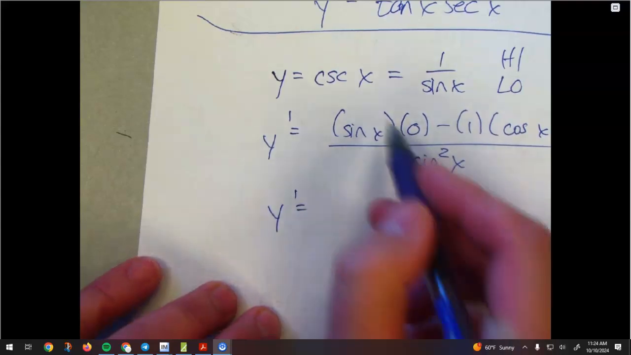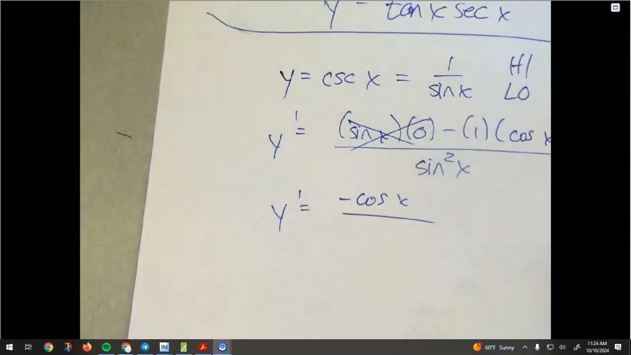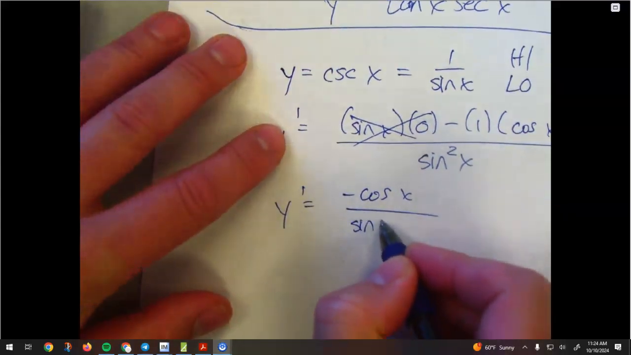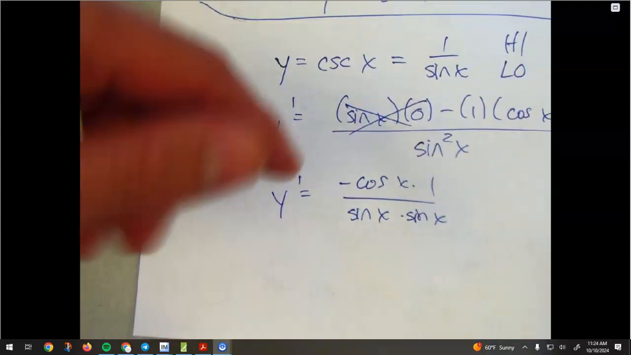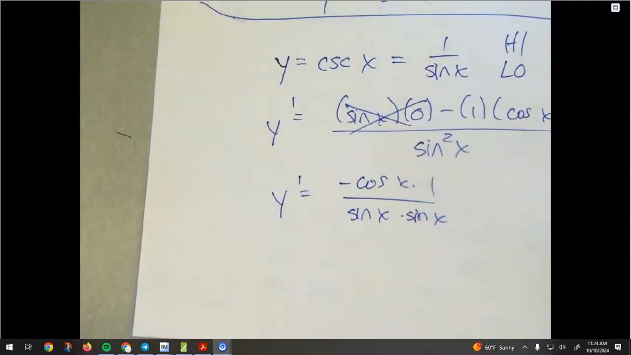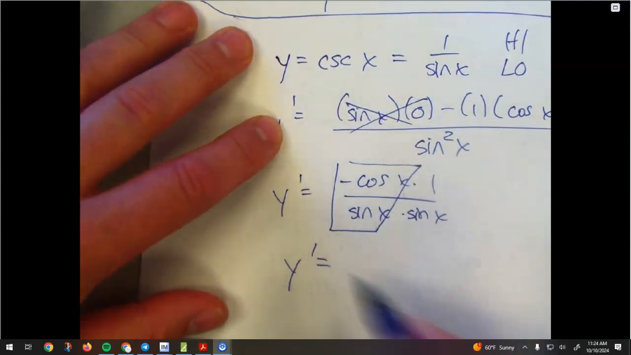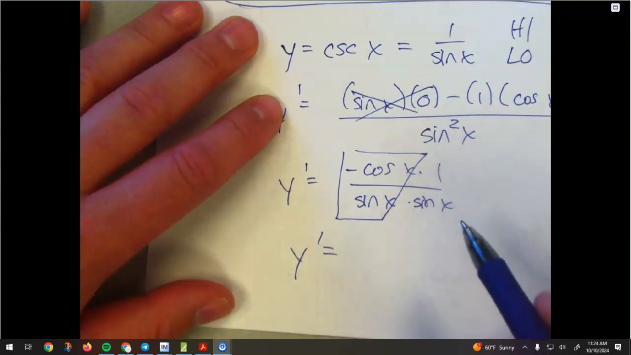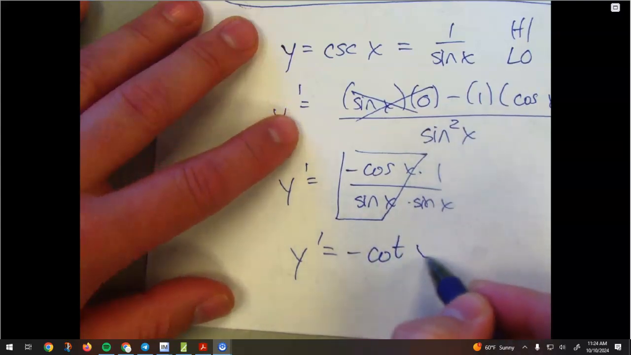So you end up with that canceling, and you get negative cos over sine squared, but I'm going to write it as sine of x times sine of x at the bottom, and at the top negative cosine of x times 1. And then that is what? Negative. Good. Yeah. I say the whole word.